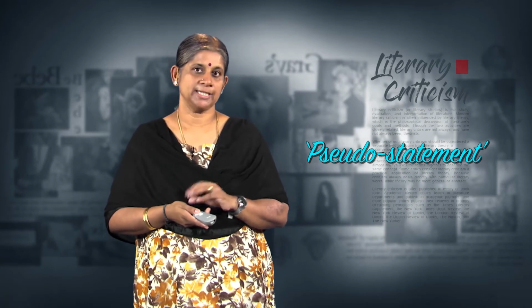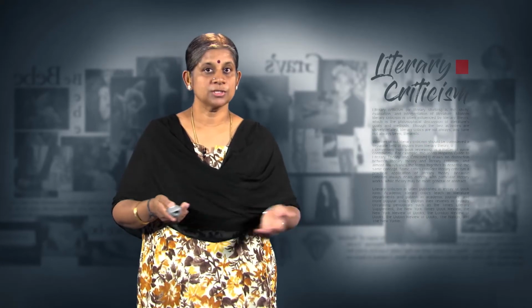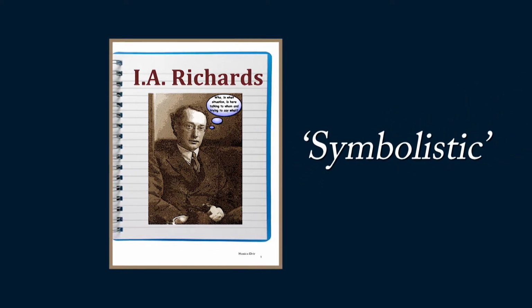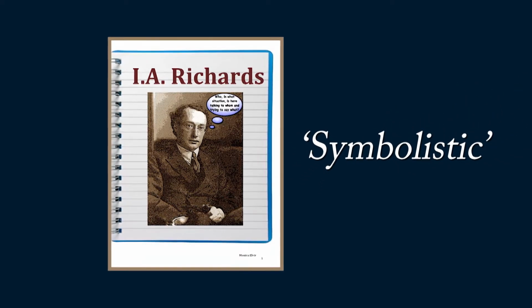Richards refers to the word pseudo-statement for poetical statements in his work Science and Poetry, published in 1926. Truth in a scientific statement is a matter of laboratory verification. A pseudo-statement is recognized to be true if it is able to link together certain attitudes and suit and serve other attitudes which are desirable. Richards uses the word symbolistic for the referential use of language.